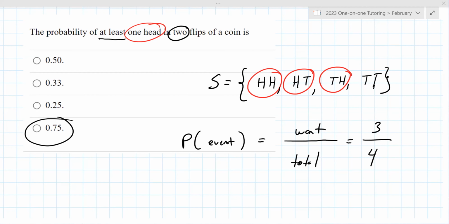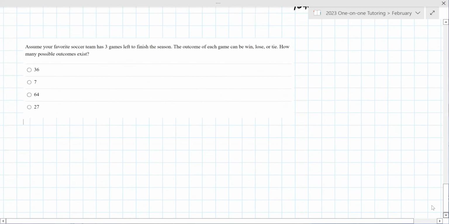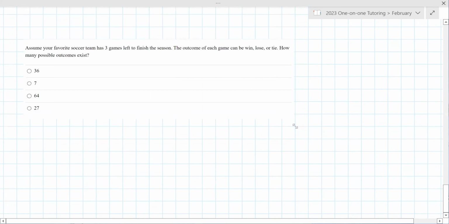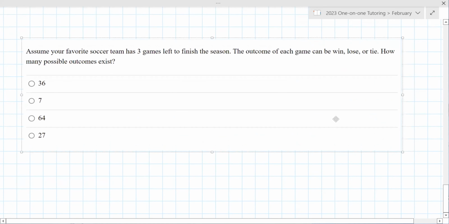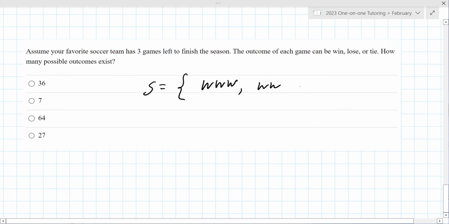All right, so let's go to number 6. Assume your favorite soccer team has 3 games left to finish the season. The outcome of each game can be win, lose, or tie. How many possible outcomes are there? So there's a couple of ways to do this. Just like in the previous problem, you could say, well, it could be win, win, win, win, win, lose, win, win, tie, and you'll realize that this is going to take way too long.